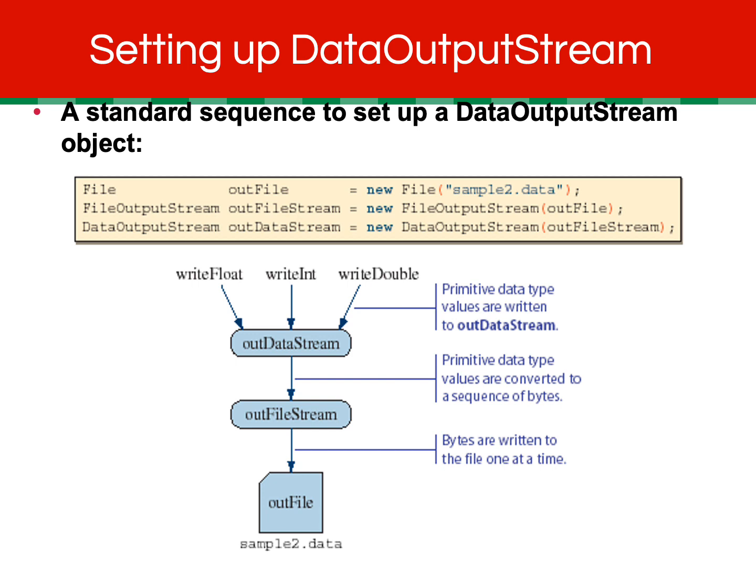Remember that output means we are writing it. So what happens here is, in our outDataStream, the primitive data type values are written. Then the primitive data type values are converted into a sequence of bytes, which is at FileOutputStream outFileStream. And then the bytes are written to the file one at a time. So it is being saved in our file that is named sample2.data, and our file object is called outFile.